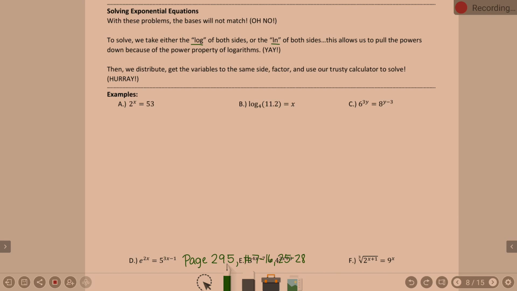Let's look at A. It's a little more basic here. I can't get 2 and 53 to be the same base. X is in the exponent, so I'm going to take the log of both sides, which just means putting a log in front of it. Log of 2 to the x equals log of 53.